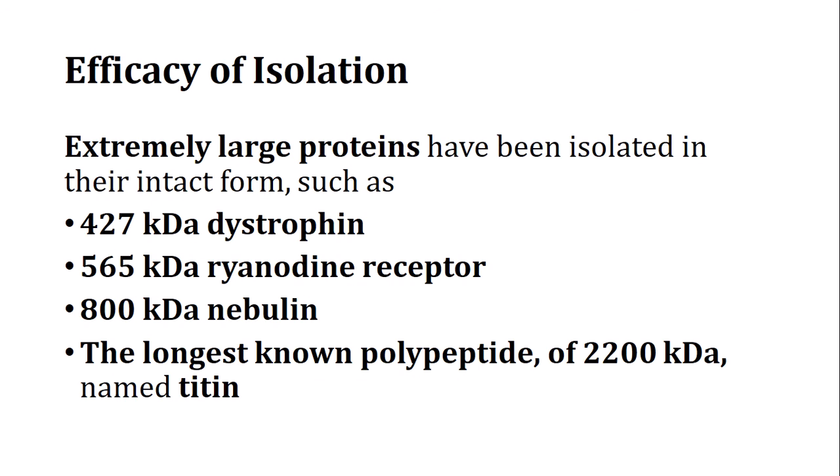Now, if we talk about the efficacy of isolation, we can isolate large proteins, something like 427 kilodalton dystrophin, 565 kilodalton ryanodine receptor, 800 kilodalton nebulin, or one of the largest known proteins, titin, 2200 kilodalton. These are the proteins which can be isolated in intact form through these protocols.